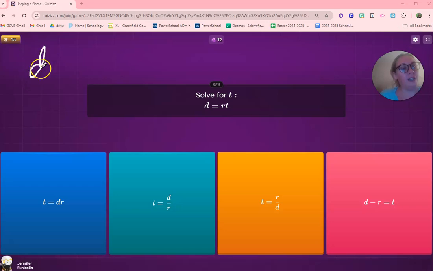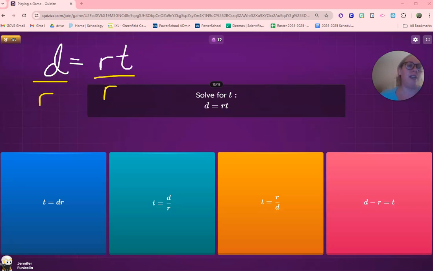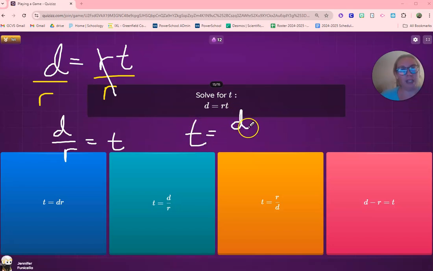Solving for t, so we have d equals r divided by t. This is our distance formula. Oops, not r divided by t. I wrote that wrong. R times t. And we want to solve for t. So we need to move that r to the other side. So we're going to divide both sides by r. So we have d divided by r. R divided by r cancels, and we're just left with t. So t equals d divided by r. Beautiful.